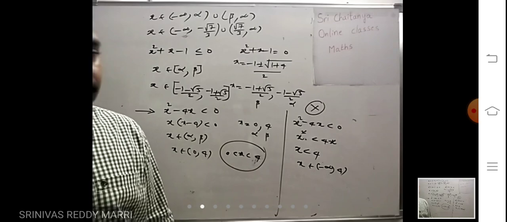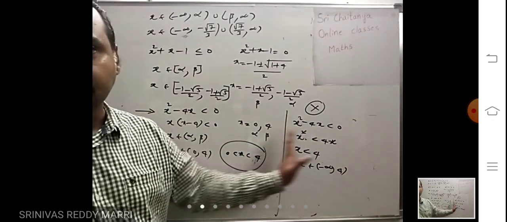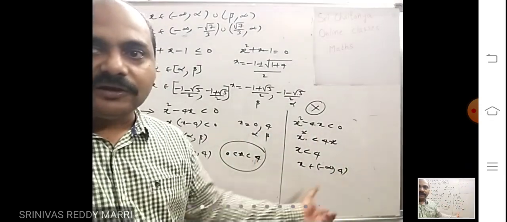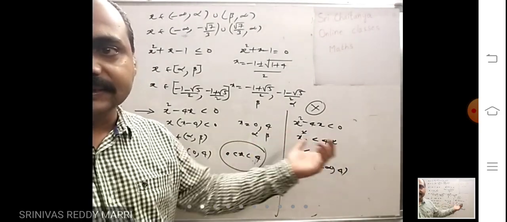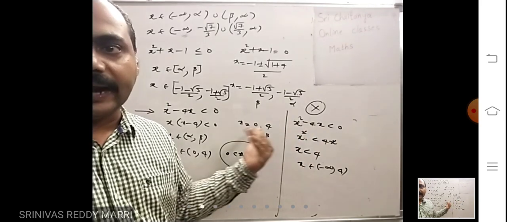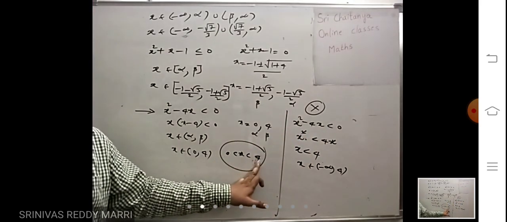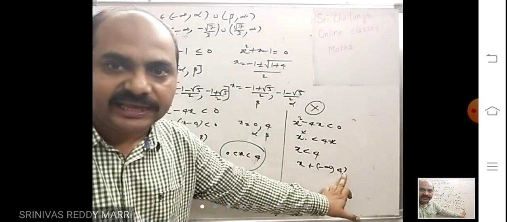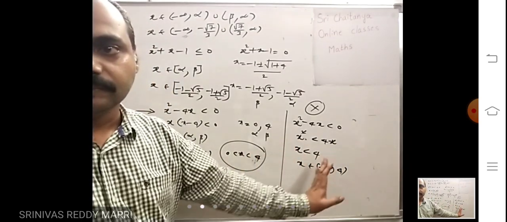So this cancelling is wrong. Just factorize. Don't cancel both sides. If you cancel, you are getting a wrong solution. Whenever the quadratic is there, don't cancel that side. Bring this side and factorize. So look at here. You take any value between 0 and 4, it will satisfy. But 0 and 4 also is there here. Between 0 and 4, but you got extra solutions.